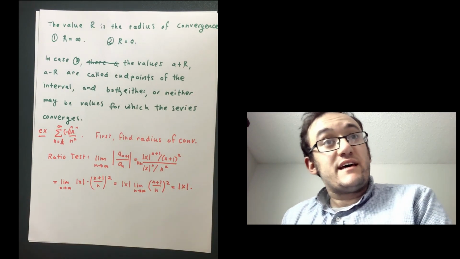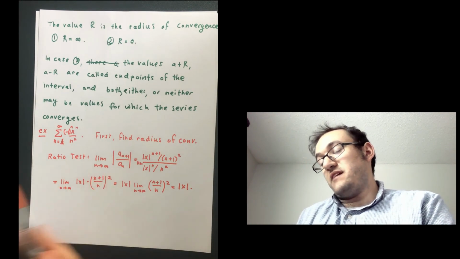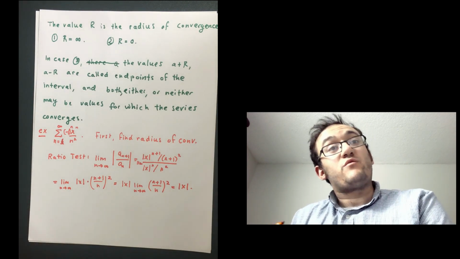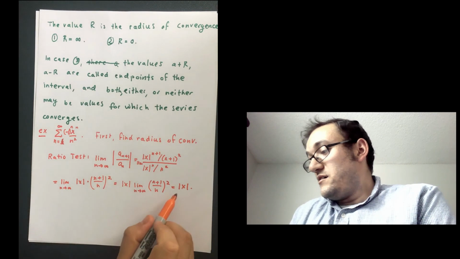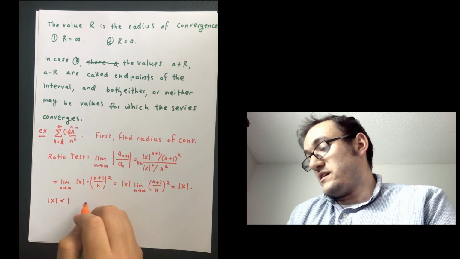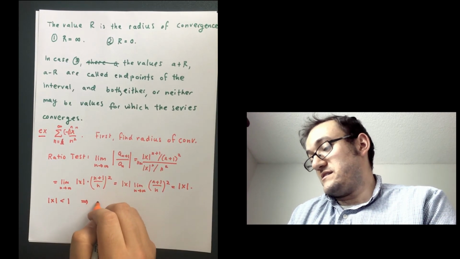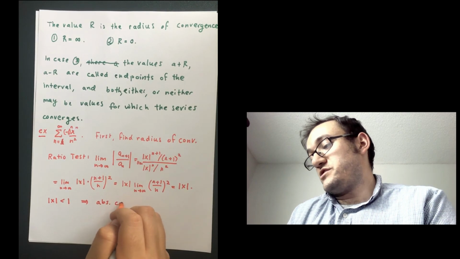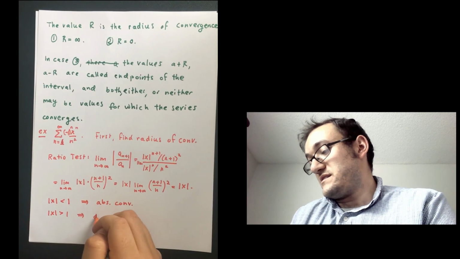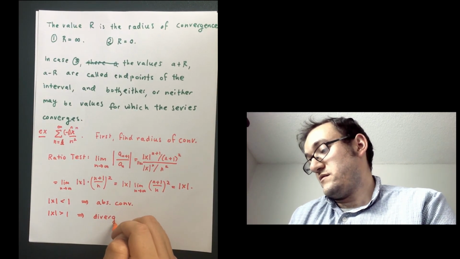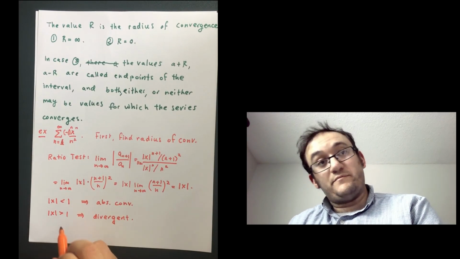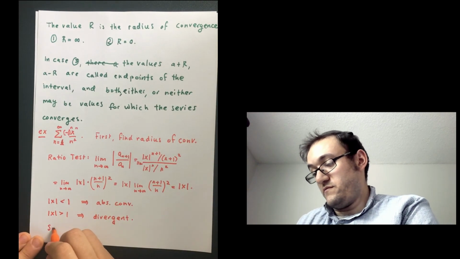So what do we know about the ratio test? When the limit that you compute in the ratio test is less than 1, the series is absolutely convergent. When it's greater than 1, it's divergent. So because we have absolute value of x here, if absolute value of x is less than 1, the series is absolutely convergent. If absolute value of x is greater than 1, the series is divergent. So this tells us that the radius of convergence is 1.